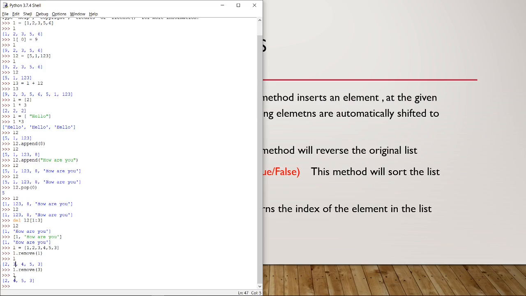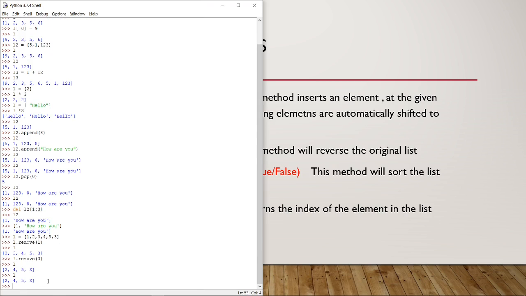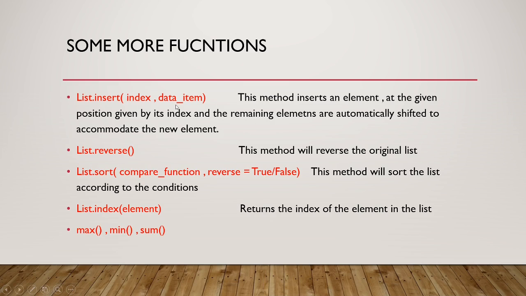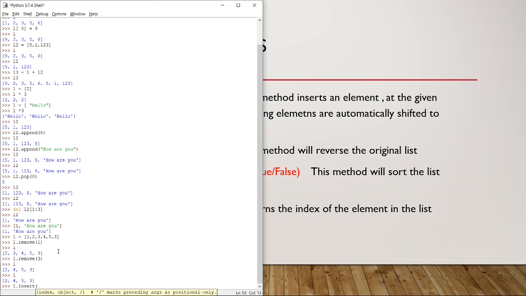So here we have a list L, 2, 4, 5, 3. Let us use the insert function. Syntax is simple: list dot insert, the index at which we want to enter the element, and the new data item that we want to enter. So we use L dot insert, index. I'm giving 1, so it will be after 2, at index 1. There is 4, so 4 will be shifted to the right side, and the new element will come in between 2 and 4. Index comma new element, I'm giving 1.